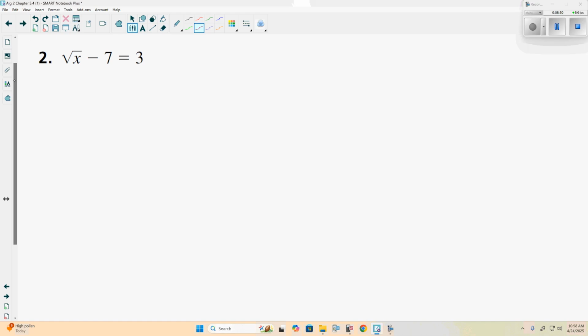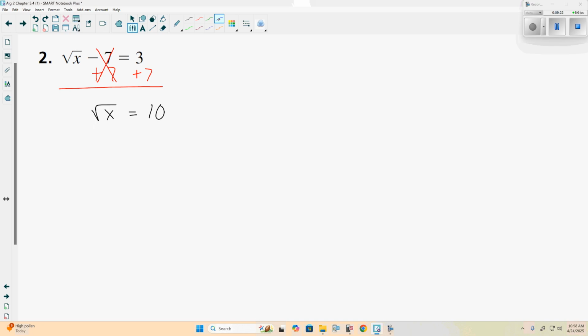Square root of x minus 7 equals 3. Is there one radical? Yeah, get it by itself. What can we do first? Add 7. Because our negative 7 plus 7 is 0, leaving us with the square root of x. 3 plus 7 is 10.